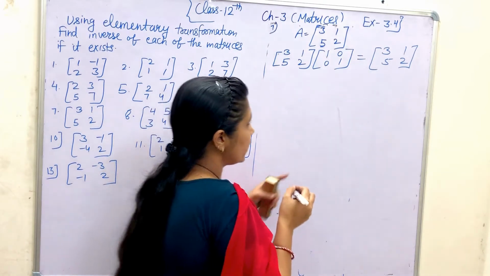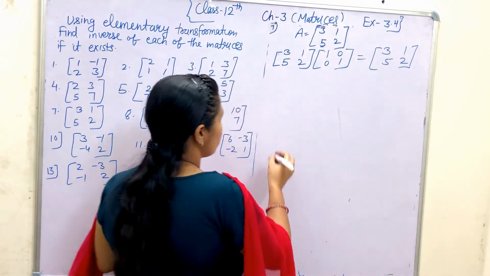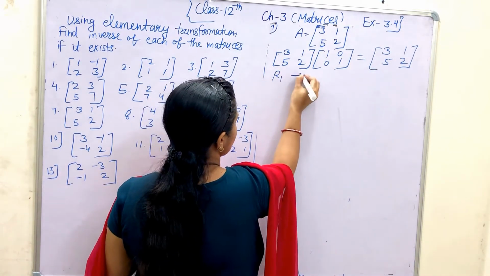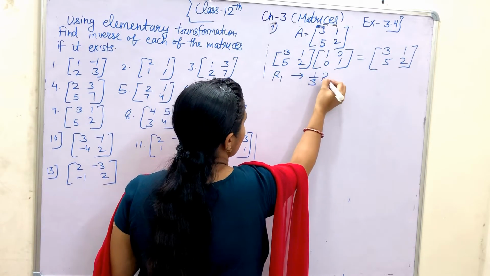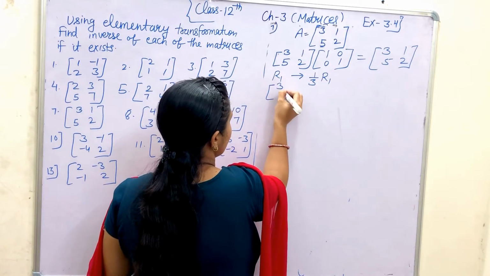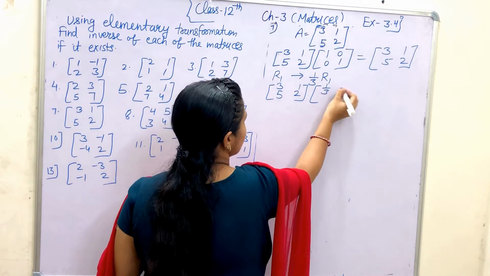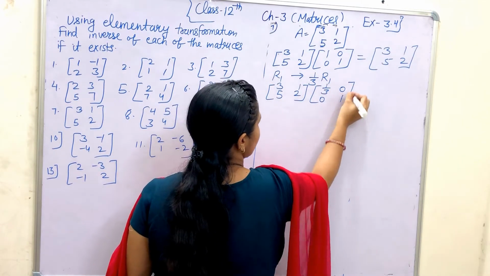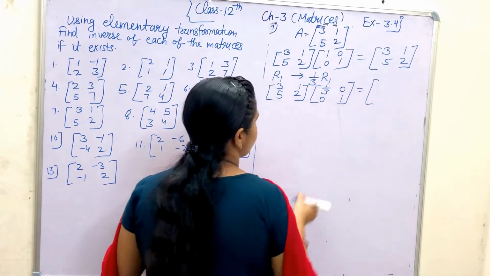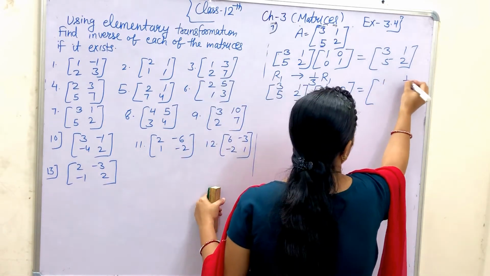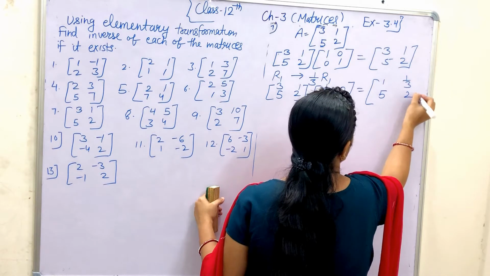Now we know that A11 should be 1. So we apply here R1 as 1 by 3 R1. We get 3 5 1 2. 1 by 3 0 0 1. Here is 1 by 3 5 2.